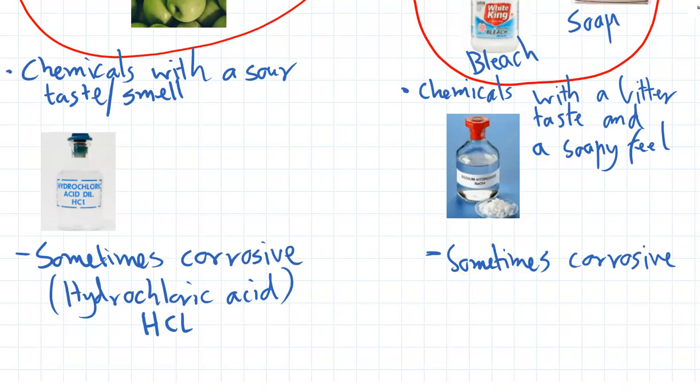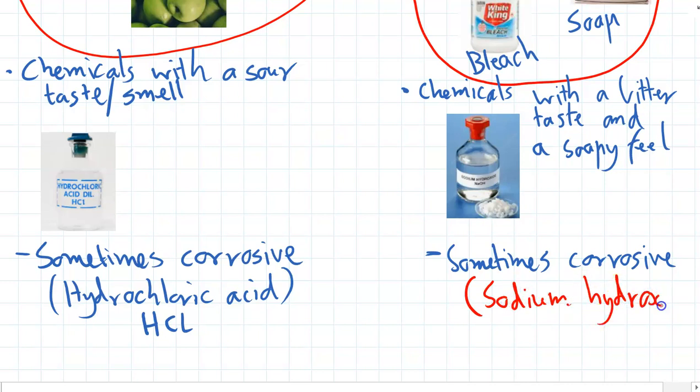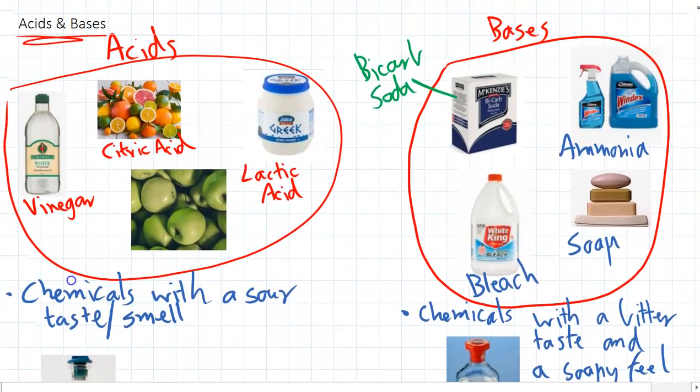So here's an example of a really common strong base that's used in science labs. It's called sodium hydroxide. Sodium hydroxide, and its chemical formula is NaOH, because it has a sodium, an oxygen, and a hydrogen bonded together into a compound. Alright, so that is acids and bases.